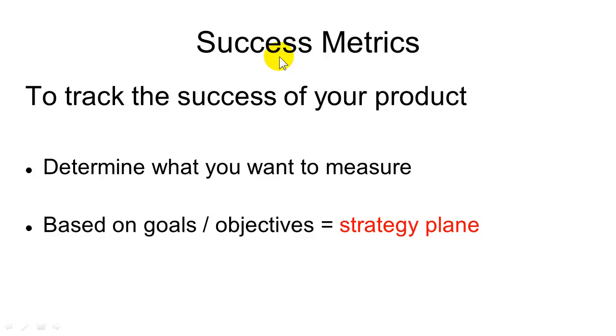Ultimately, how do we know if what we did was a good idea? How do we know if it worked? How do we know if it was successful? We need some kind of success metrics to track the success of the product we're developing. In order to do that, we need to, first of all, determine what we want to measure. Back to the goals and objectives, to our strategy plan. When we're developing our goals and objectives, we want to realize that somehow we have to be able to measure whether we've accomplished them.